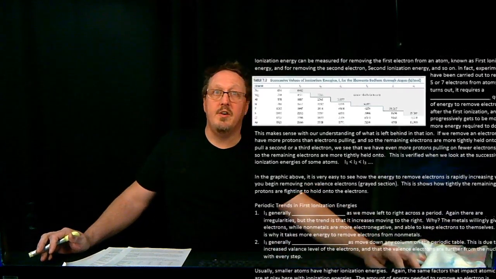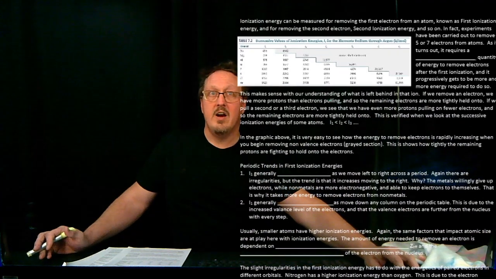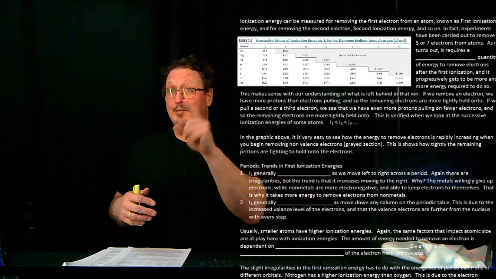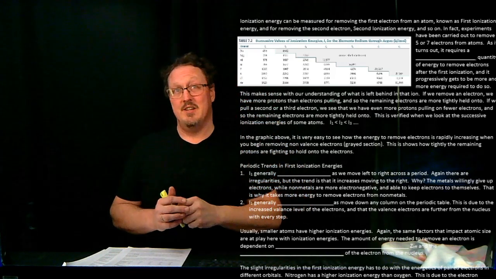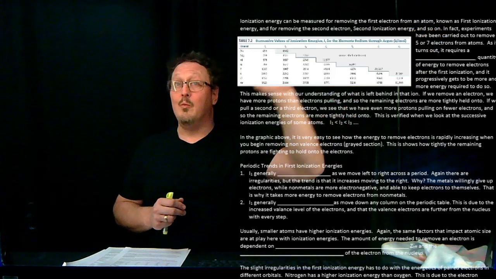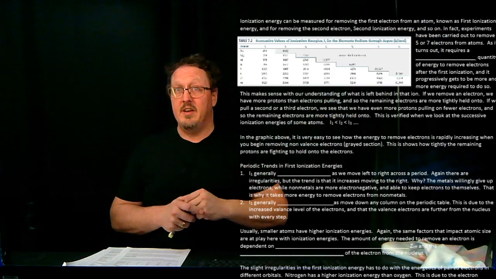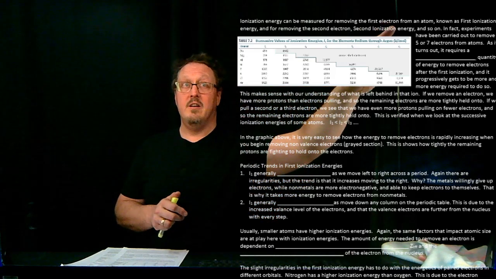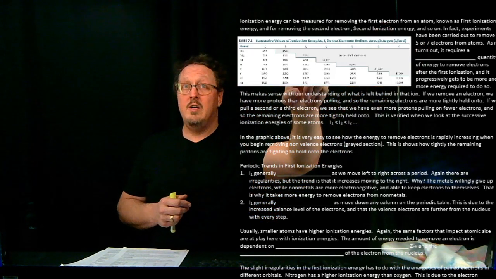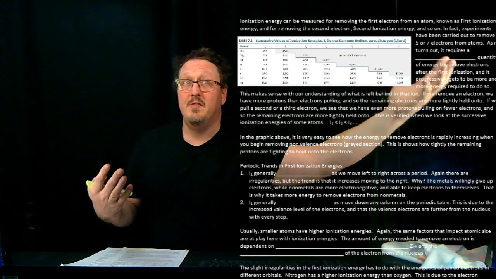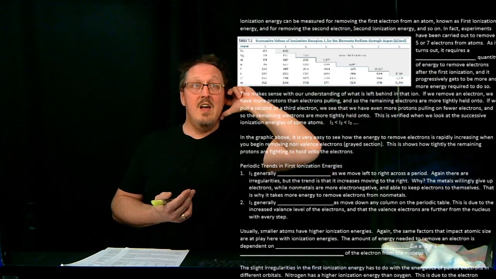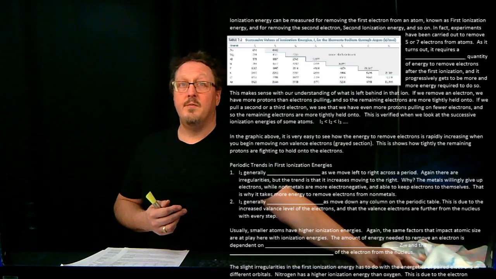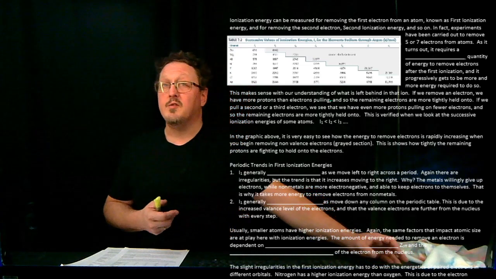Now, when we're talking about ionization energy, we can measure the amount of energy it takes to pull off a first electron. That's the first ionization energy. We can measure the amount of energy it takes to pull off the second electron. That's the second ionization energy, and so on. We can go all the way out to the third or the fourth or the fifth or the sixth electron if we wanted to. In fact, that has been done. Scientists have done those measurements and figured out those calculations.